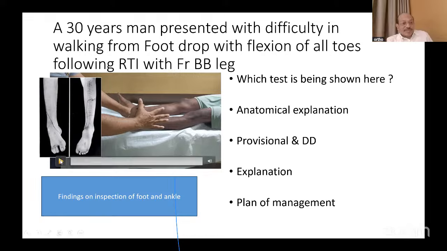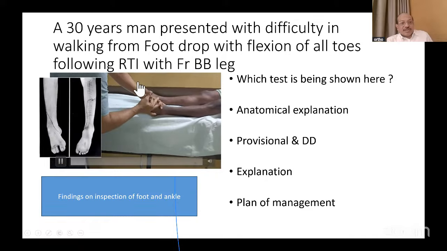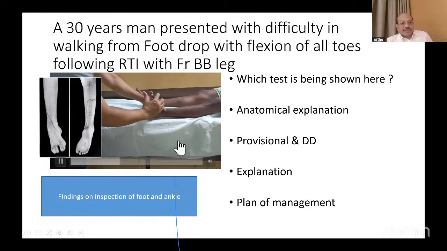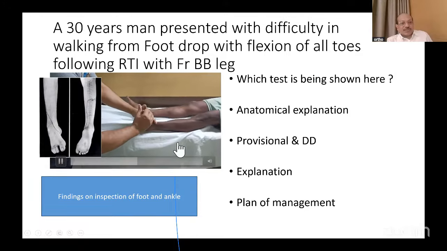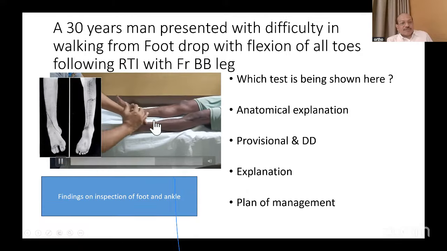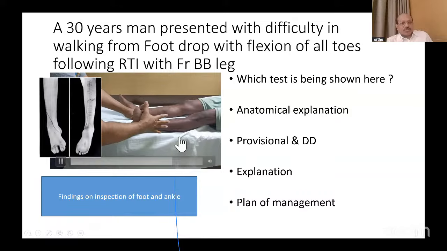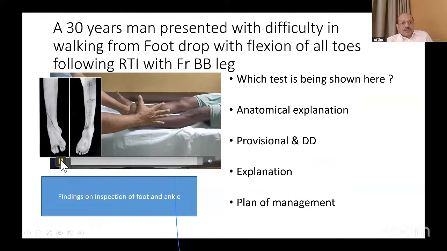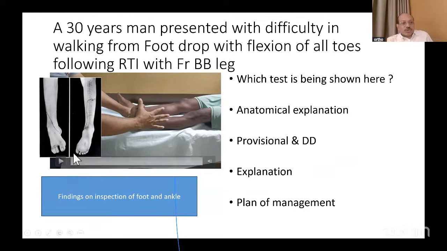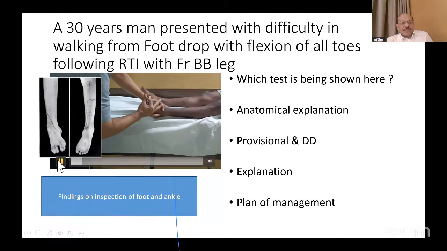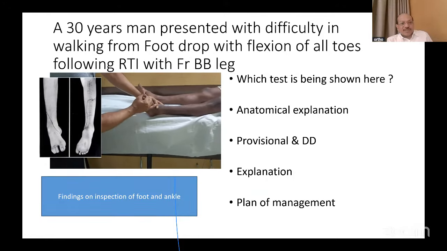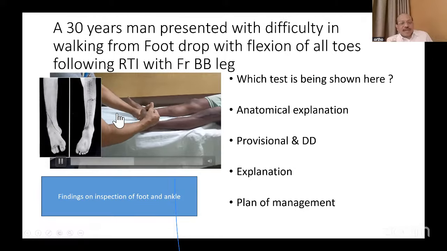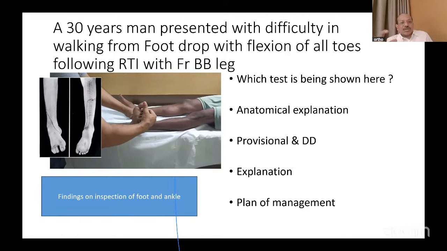Now, which test is being shown? You can see here that the toes are being extended, keeping the ankle plantar flexed, and now the ankle is dorsiflexed. Now this toe extension, the passive dorsiflexion of the toes, is being repeated. So initially the toes are being passively extended keeping the ankle plantar flexed, whereas after that the ankle is dorsiflexed, and the same passive toe stretching is repeated.